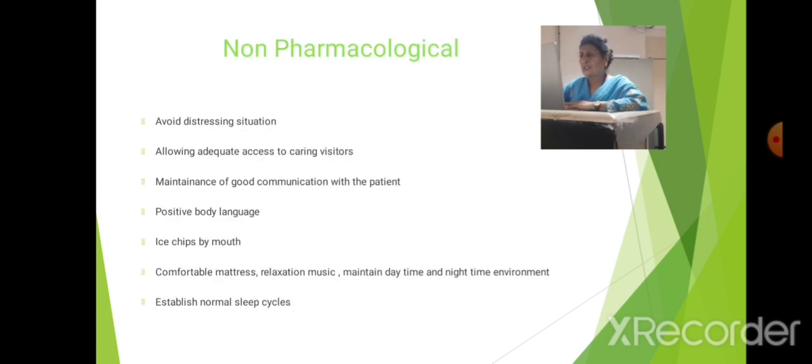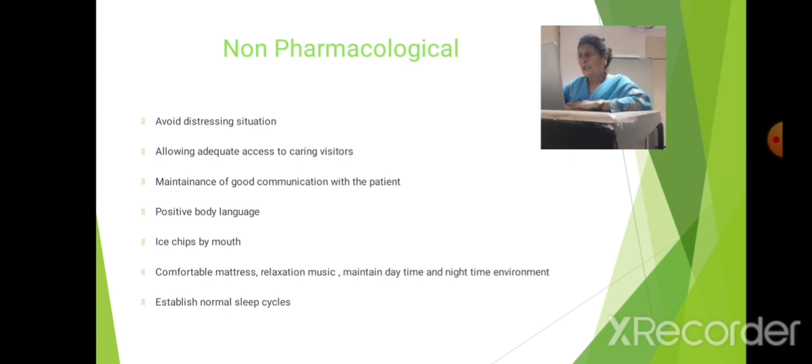Non-pharmacological: avoid distressing situations. We should not cause any distress. Allow adequate access of caring visitors. Maintain good communication with the patient. Positive body language. Ice chips by mouth. Comfort mattress. Relaxing music. Maintain daytime and nighttime involvement as best as one can. Establish a normal sleep cycle in all patients who are admitted, whether into the wards or into the intensive care units.